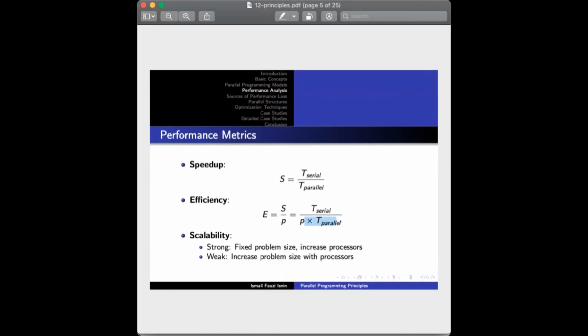When we track scalability, there are two kinds, strong or weak. Strong scaling means we do not increase the problem size, which is the array, we fix that, but we increase the number of processors. That's strong scalability. For weak scaling, we increase the problem size along with the processors. Please take note of these two.